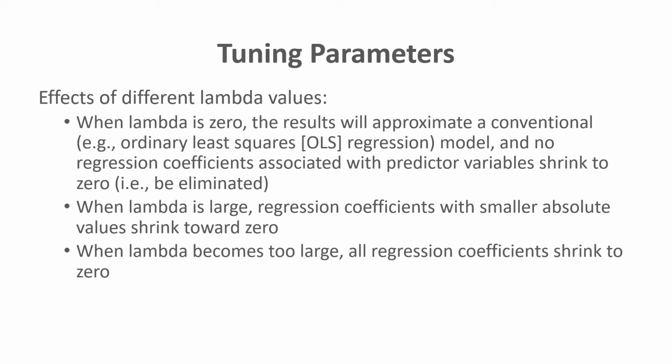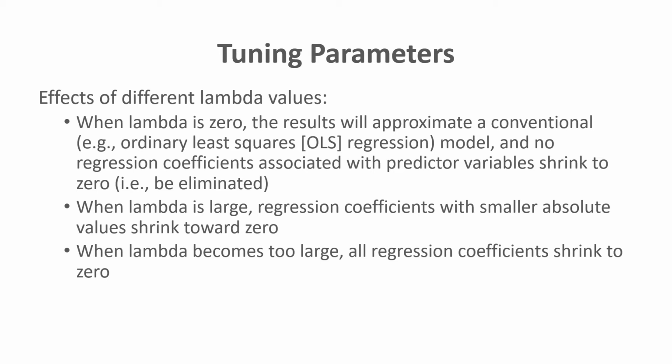And conversely, if we were doing this with a generalized linear model such that we were trying to predict a binary or dichotomous outcome variable, so specifically we would be using a logit model or logistic regression model, when lambda is set to 0 in a lasso regression, the results will approximate just a standard logistic regression model, for example. Okay. Now, when lambda is set to 0, none of the regression coefficients associated with the predictor variables are going to shrink to 0 or be eliminated.